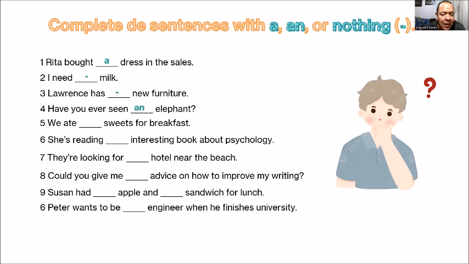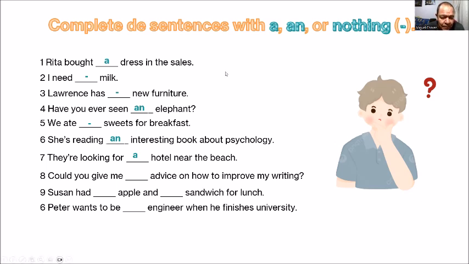Number 4. Have you ever seen an elephant? Number 5. We ate sweets for breakfast. Number 6. She's reading an interesting book about psychology. Number 7. They're looking for a hotel near the beach.